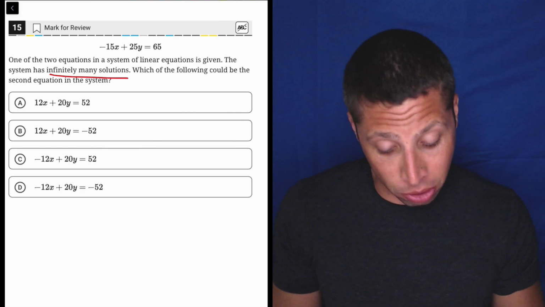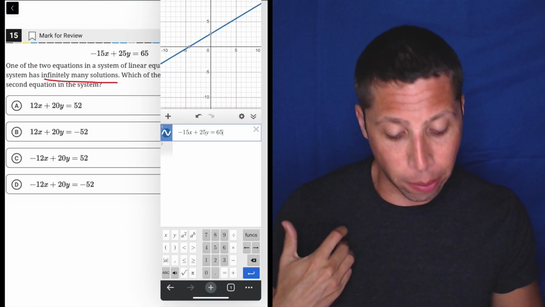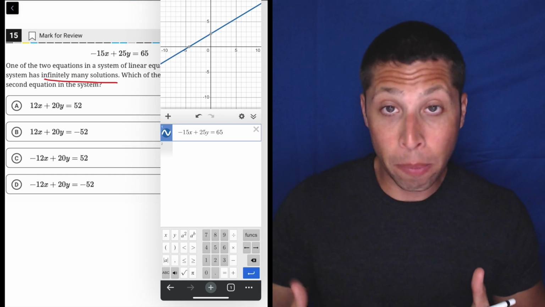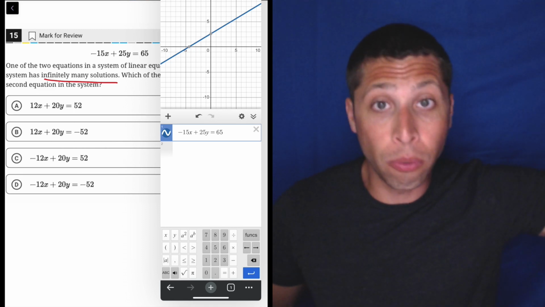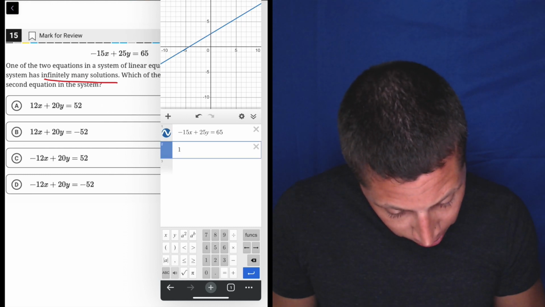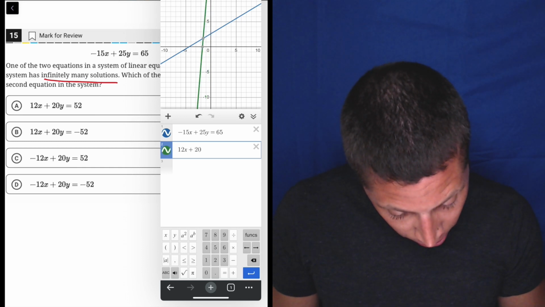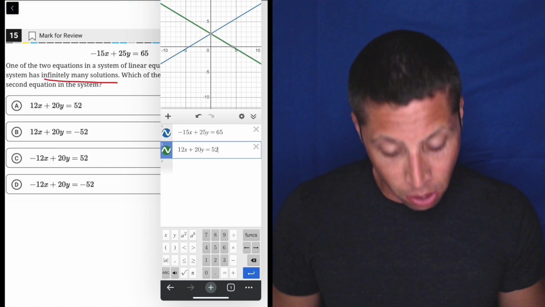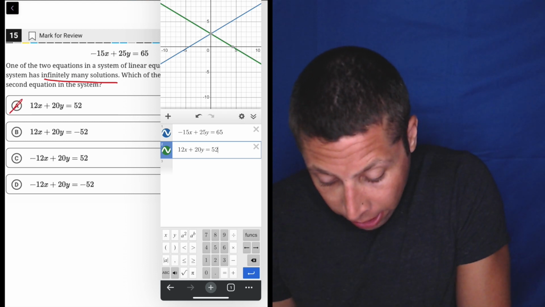But we have Desmos here. And if I graph this original line, 15x plus 25y equals 65, we just get this line. And if it's supposed to be infinitely many solutions, what it means is that if I graph another answer choice, the right answer is going to just go right over this line. It's going to be the same. So let's just go through. Let's do 12x, this is choice A, plus 20y equals 52. Well, obviously that's not the same. It goes in a completely different direction, so that's not right. Get rid of that.